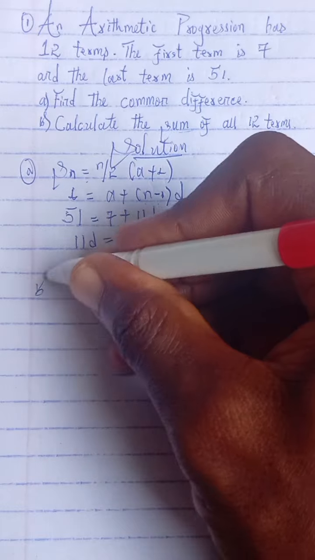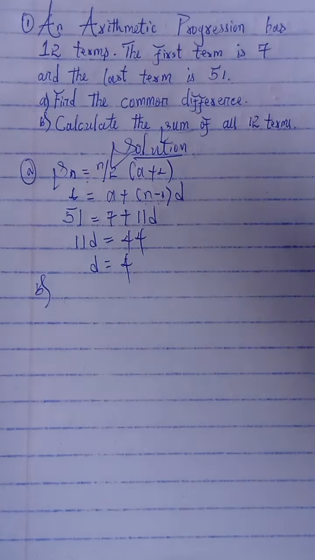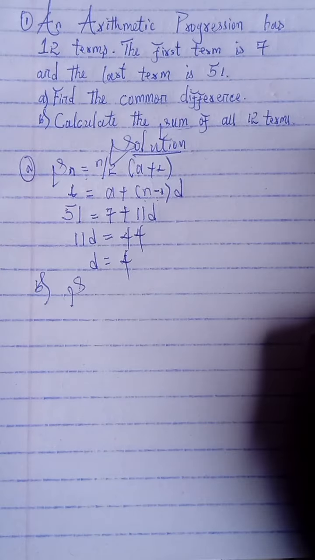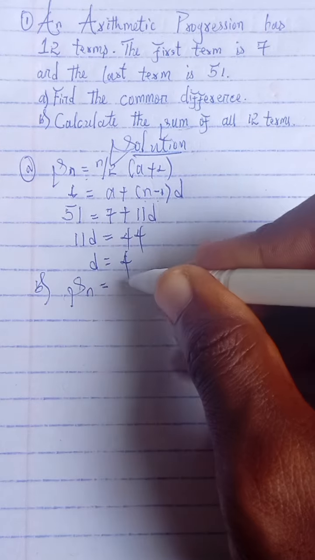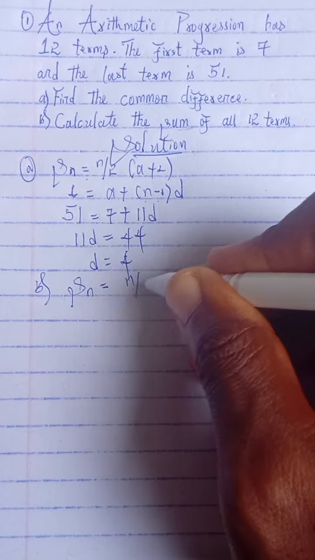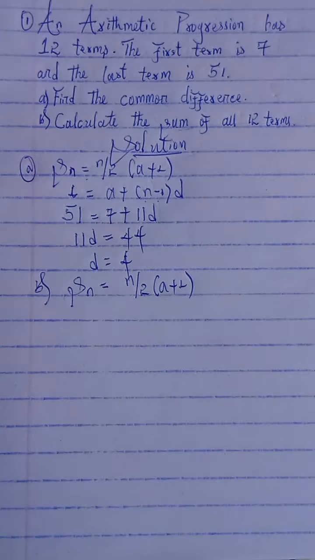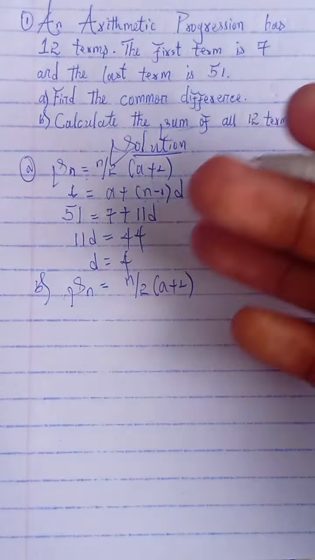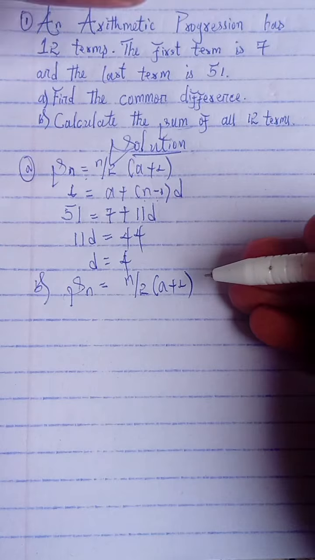Then the second part says calculate the sum of all the 12 terms. So in solving for the sum of all the 12 terms, Sn will be equal to, still the same formula, n over 2 into a plus l. If you use the second formula, you still get the same answer, but this one is shorter and easier, and besides, the last term is already given.